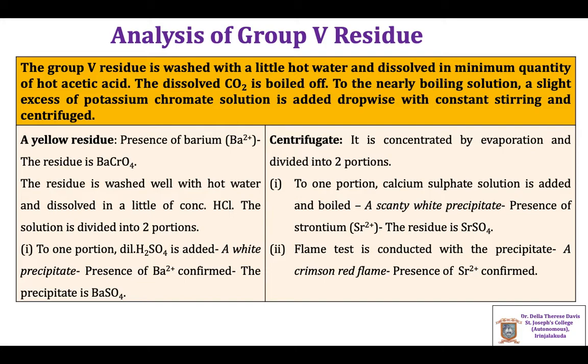To the first portion, dilute sulfuric acid is added. If a white precipitate is obtained, it confirms the presence of barium, and the white precipitate is barium sulfate.